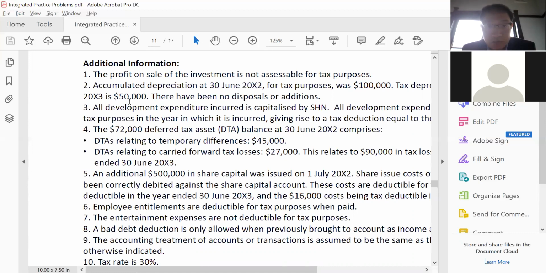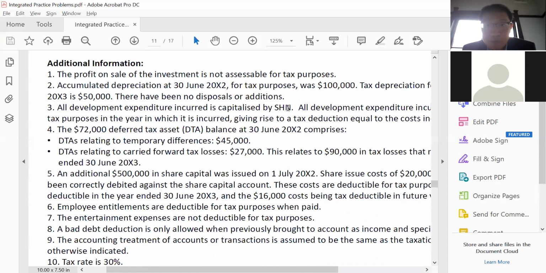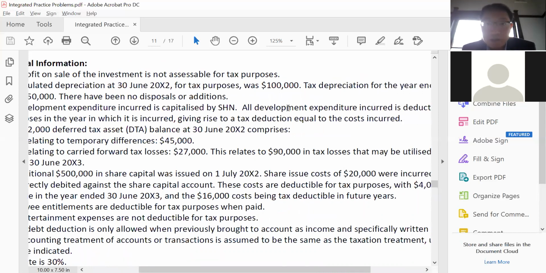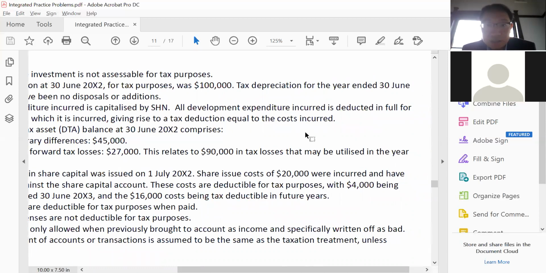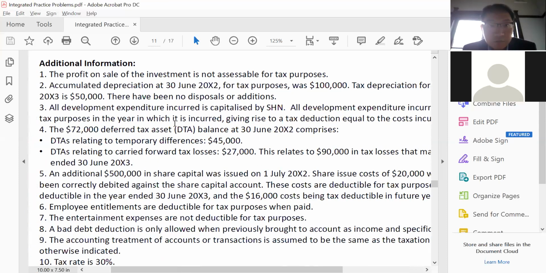We are also told that all development expenditure incurred is capitalized by the company. Okay, all development expenditure incurred will be deductible in full for tax purposes in the year, giving rise to a tax deduction that's equal to the cost that has been incurred.